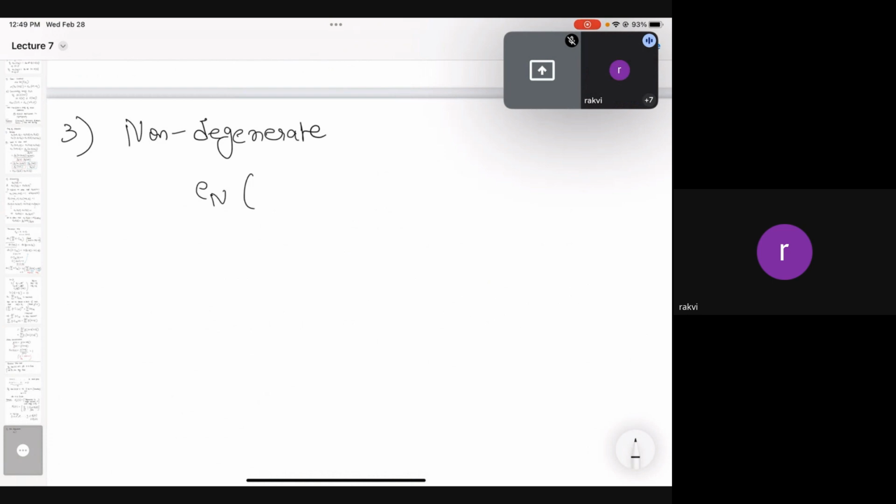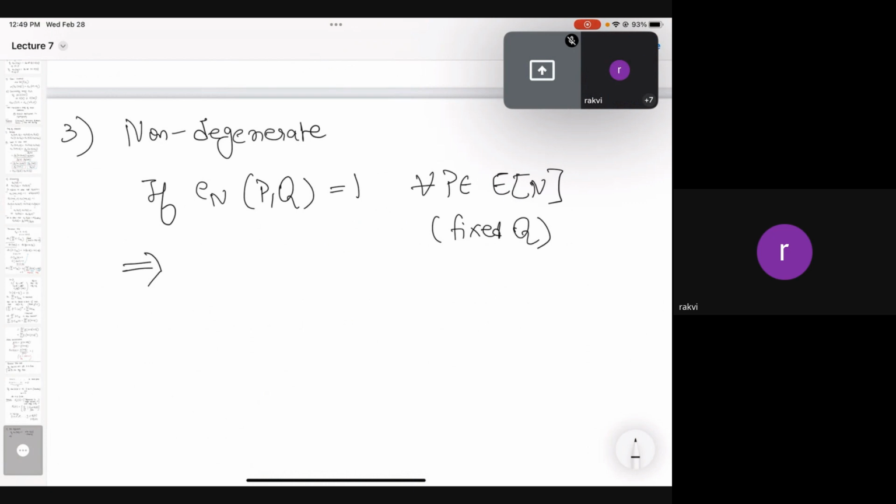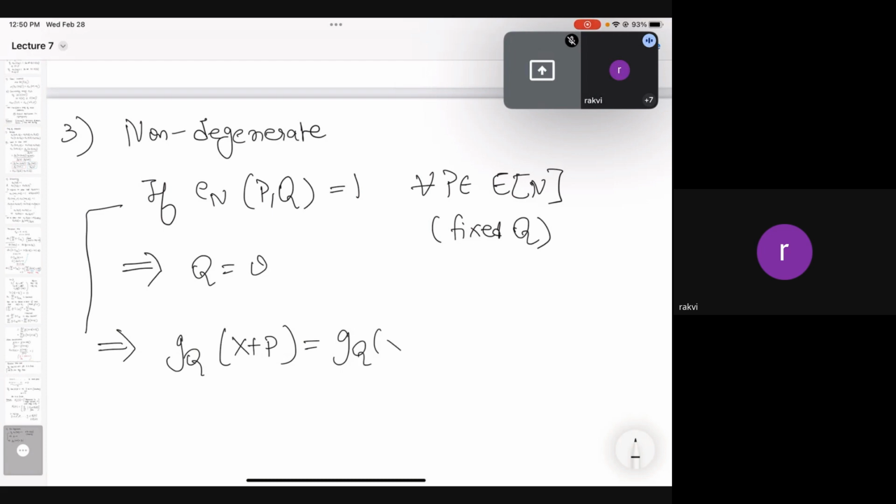If e_n of p comma q is equal to 1, and here I'm thinking of q fixed and I'm varying p. So if this is 1 for all p in E[n], so fixed q, this is only possible when q is the identity. This implies q has to be the identity. And why is that? Because if this is equal to 1, that implies that this function g_q of x plus p is equal to g_q of x for all p.